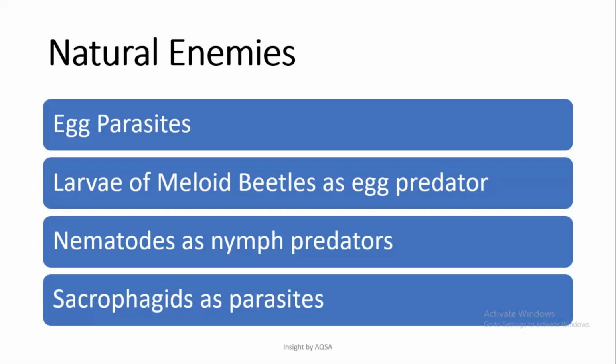Some fungal species are natural parasites of locust eggs. Larvae of meloid beetles are also egg predators, as they feed on eggs of locusts. A number of nematodes feed on nymphs of locusts in natural circumstances, while sarcophagids have been observed as parasites of adult locusts. All these enemies affect the locust population in the natural environment, and these enemies do not migrate along with locust swarms.